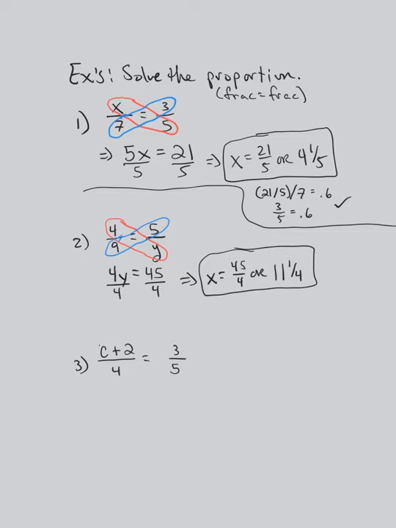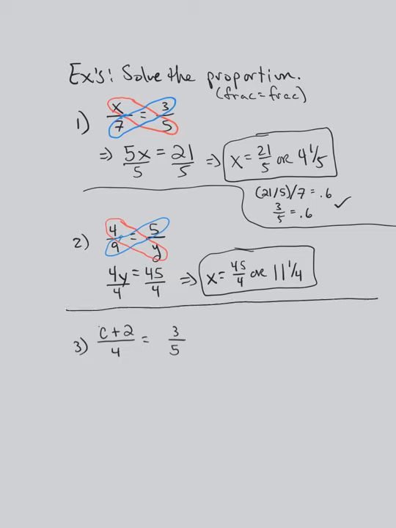Now the third one's a little bit trickier. I'm going to see if I can do something here. Okay, and so that gives us a little bit more room. Now, you've got to identify your cross products here, and see that the entire numerator is part of the first cross product. And then our second cross product is pretty straightforward, 4 times 3.